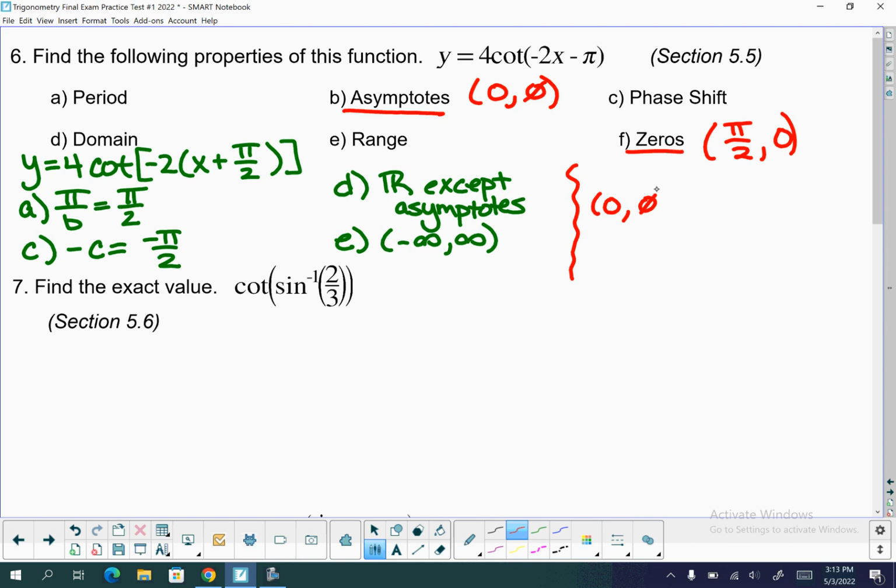0 undefined, and pi over 2, 0, and do scale changes and translations on them like we did when we graphed them. And actually, you could do this and do the whole graph and find all of the properties if you want to, but we only need to do it for these 2 points to be able to figure out those asymptotes and zeros.